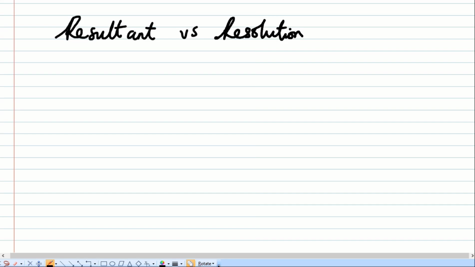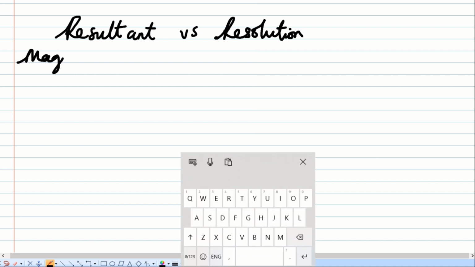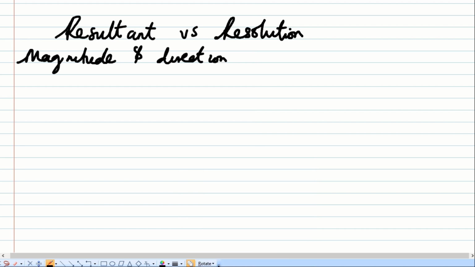Alright, today we're going to compare resultants and resolution of vectors. The first thing you must know is that a vector is a quantity that has both magnitude and direction. Magnitude talks about its size, alright? It can be measured, it can be quantified, right? And then it also has direction.